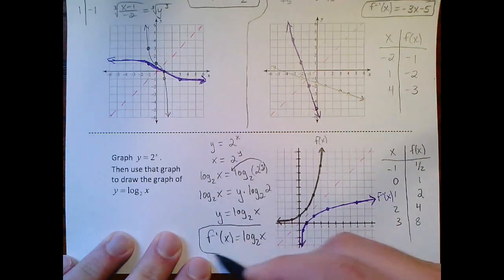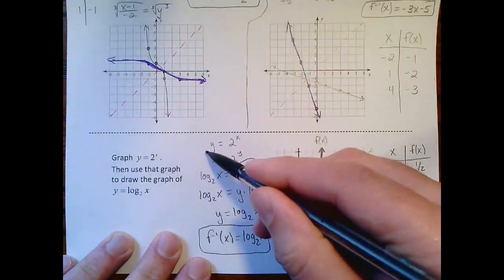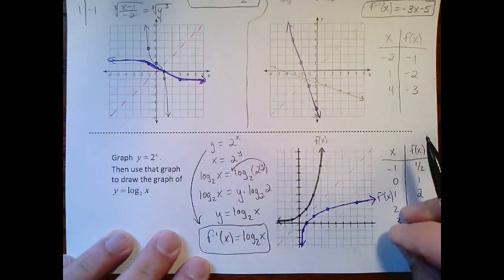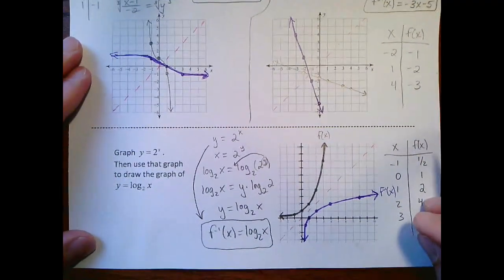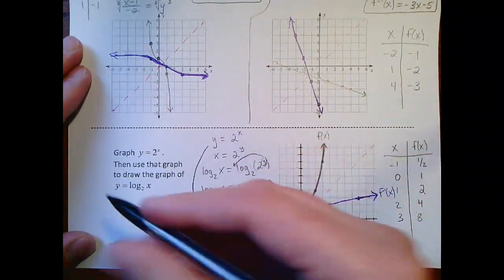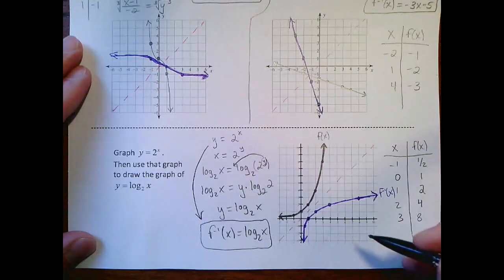So if I was doing it this way, if I started with the original exponential, it would get me to the logarithmic as its inverse. But we do know that inverses should undo each other, so I should be able to start with the other one as well. So what about instead of starting with y equals 2 to the x, what if I started with y equals log base 2 of x?